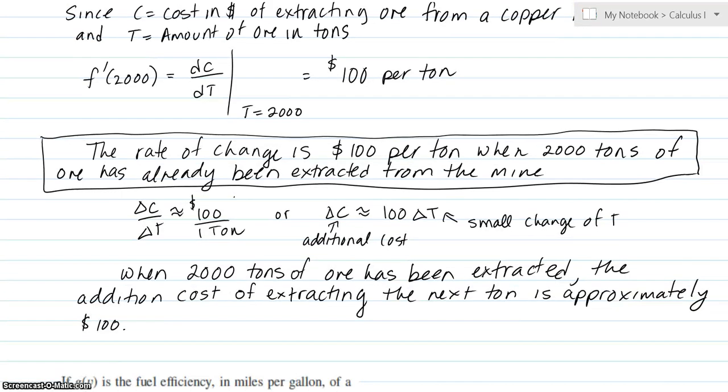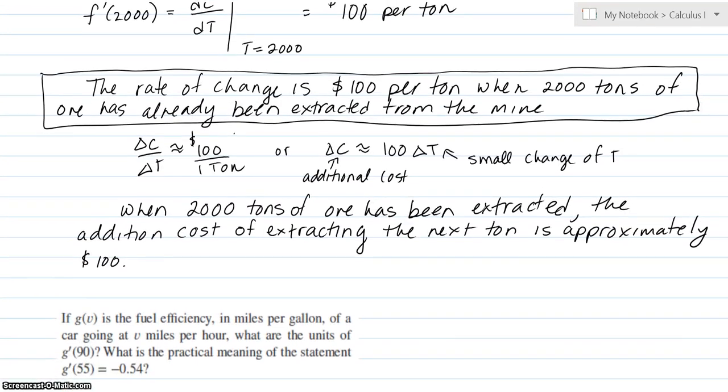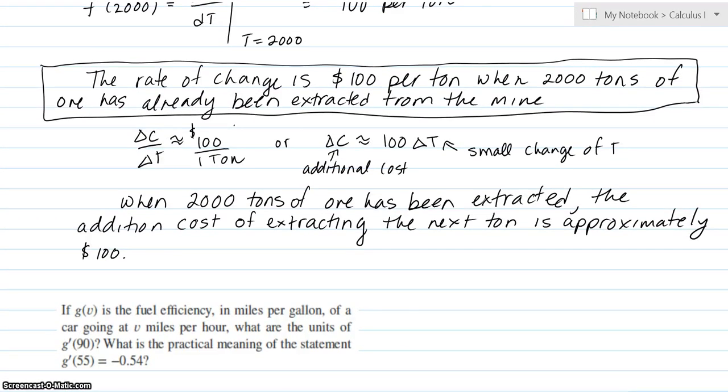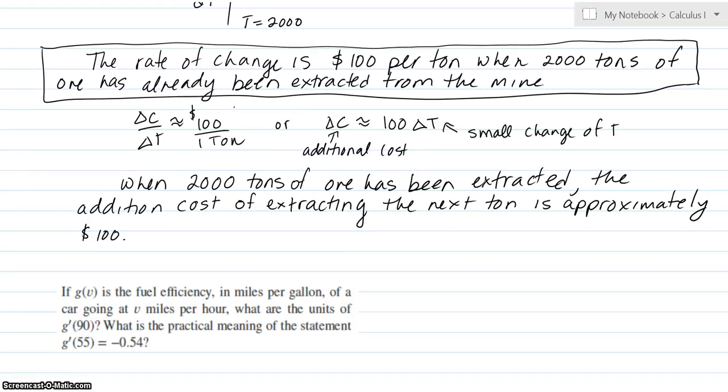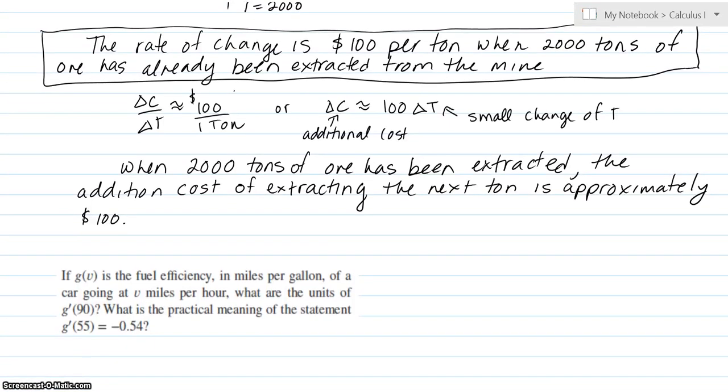Okay, let's do the next example about fuel efficiency. If G of V is the fuel efficiency in miles per gallon of a car going at V miles per hour, what are the units of G prime of 90? And what is the practical meaning of G prime of 55 equaling negative 0.54? A lot of miles per hours, miles per gallons going on there. So let's go ahead and try this one.